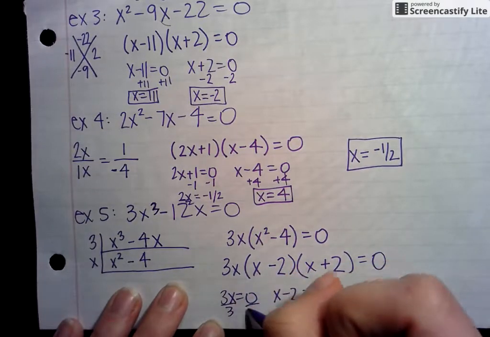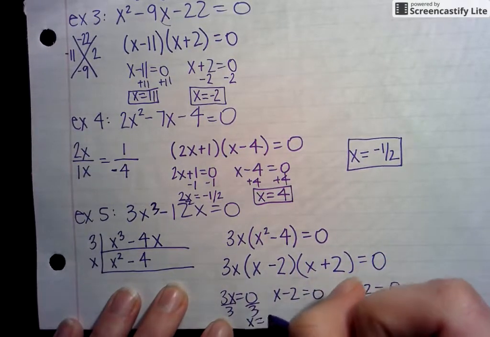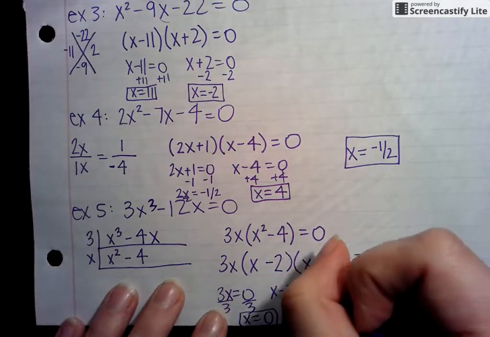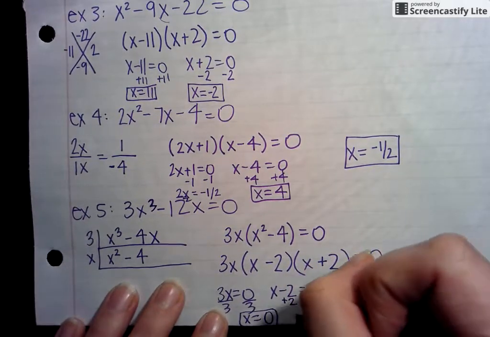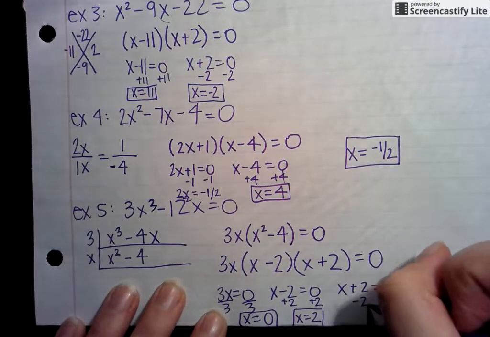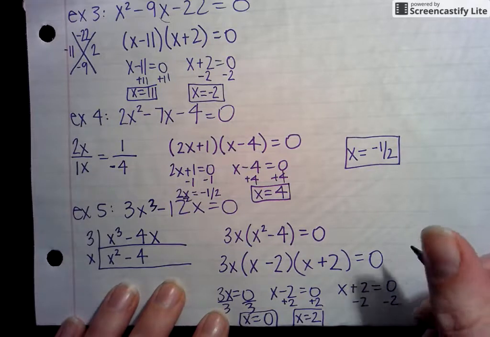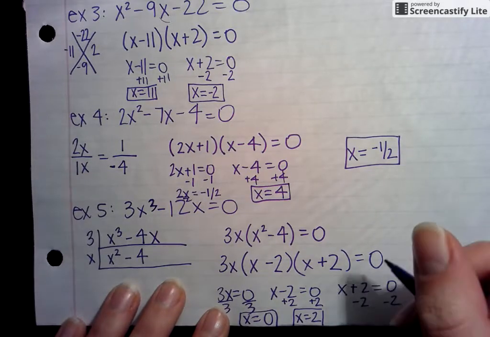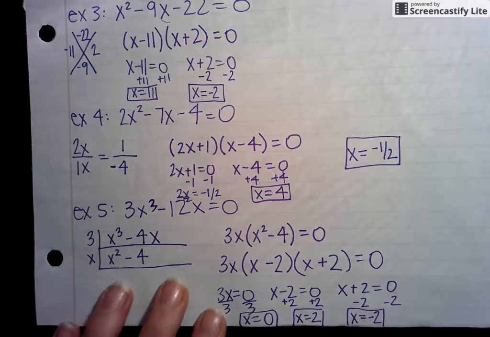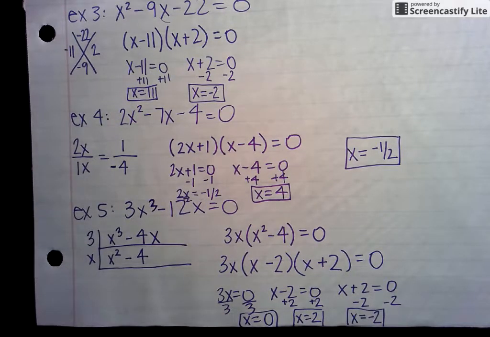This one I would divide by 3 on both sides, so I would get x equals 0. That's my first solution. I'm going to add 2 here, and I get x equals 2. That's my second solution. And then I'm going to subtract 2, and I get x equals negative 2. So this equation actually has 3 solutions.